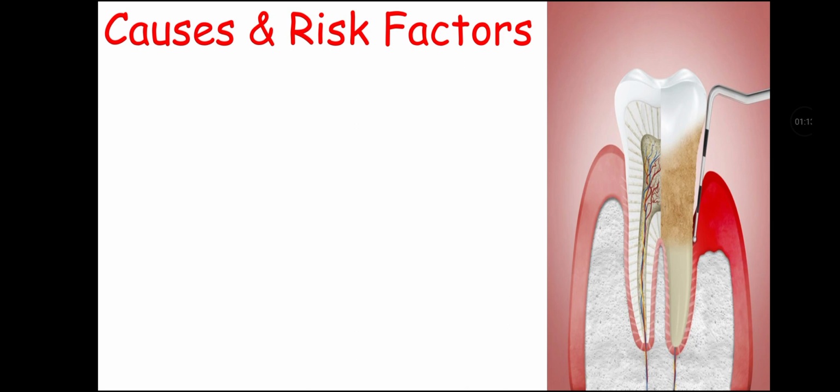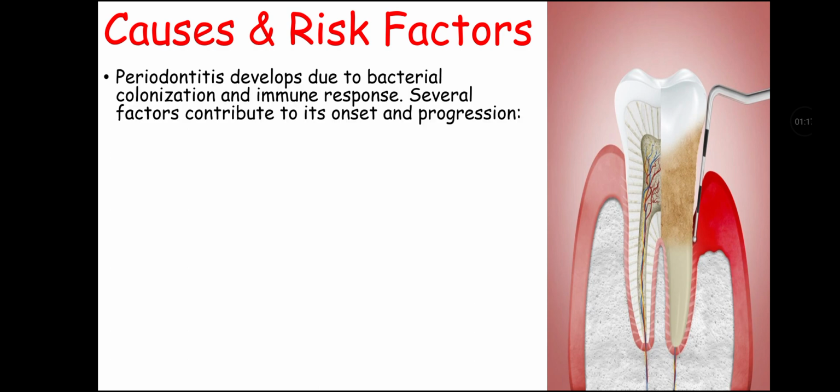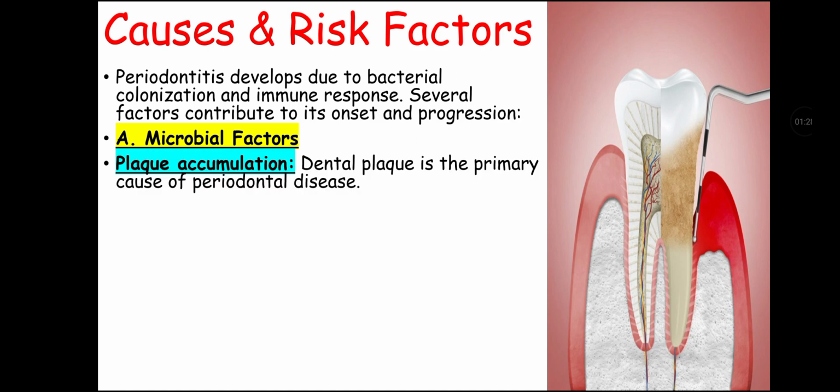Now let's talk about causes and risk factors of periodontitis. Periodontitis develops due to bacterial colonization and immune response. Several factors contribute to its onset and progression, that may include microbial factors, and microbial factors may include plaque accumulation, that is dental plaque is the primary cause of periodontal disease.